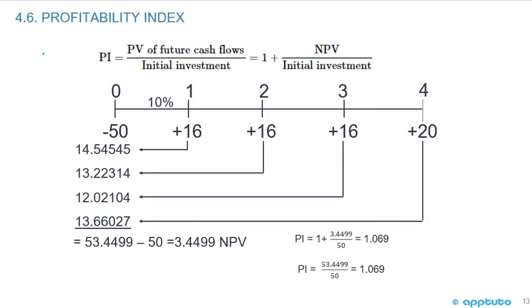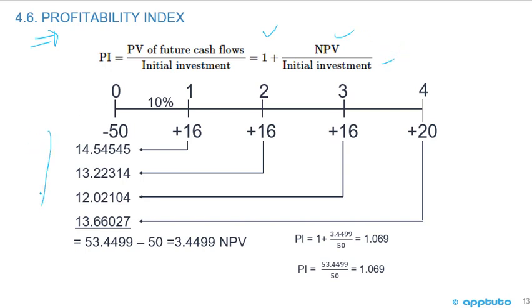And now we're going to finish this LOS with the Profitability Index, okay? So this is an important formula that you need to memorize. The Profitability Index, they're giving you the 2 formulas. Firstly, it's the present value of the future cash flows divided by the initial investment, which is the same as 1 plus the net present value over the initial investment.